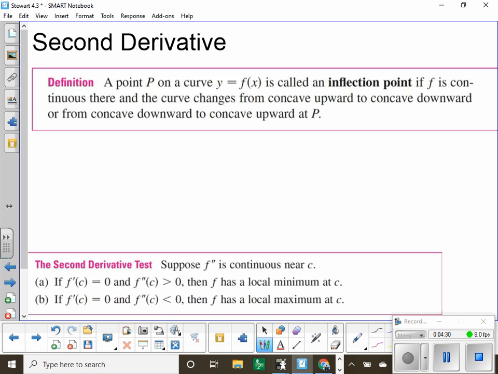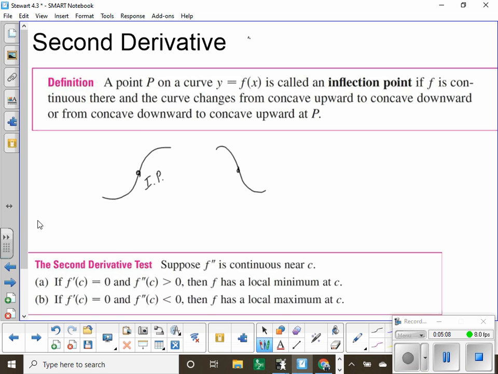So when it changes concavity, that's an inflection point. So it's concave up, and then it goes up and switches to concave down. So right there would be the place where it changes the concavity. So that would be an inflection point. All right, so it changes from concave up to concave down. Or you can do it this way, concave down switching to concave up. So it changes the concavity. That's an inflection point. It's very important that it changes concavity. It's not enough to set the second derivative equal to 0. It must change concavity from positive to negative or negative to positive.